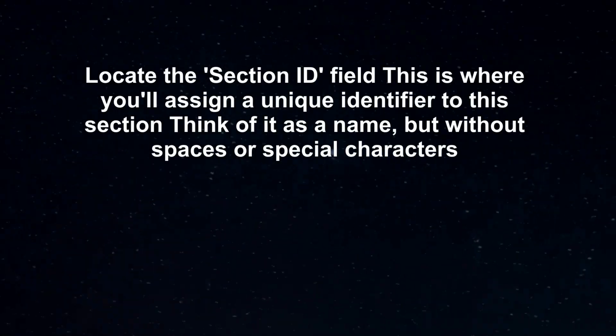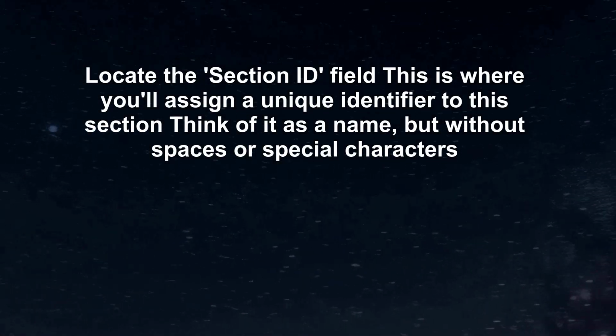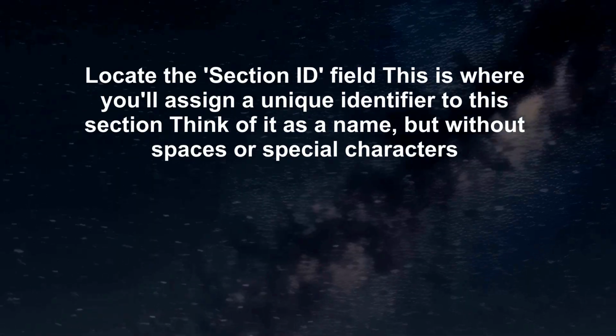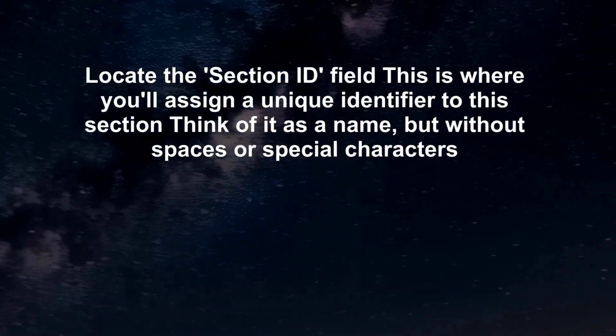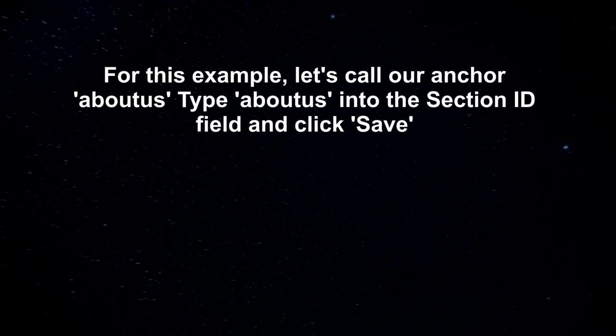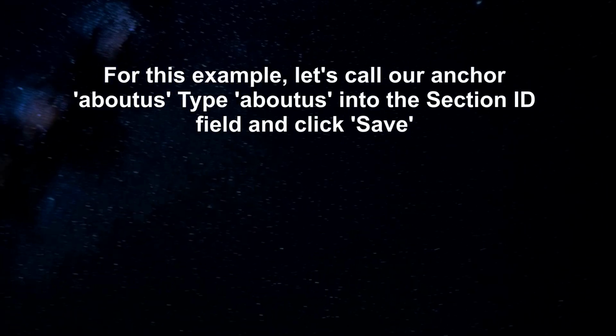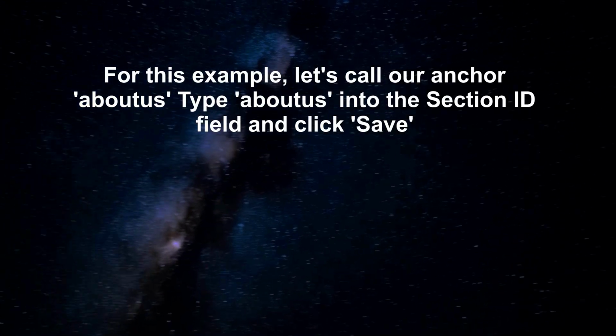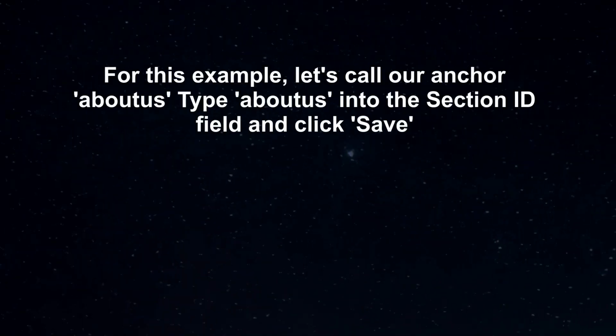Locate the section ID field. This is where you'll assign a unique identifier to this section. Think of it as a name, but without spaces or special characters. For this example, let's call our anchor About Us. Type About Us into the section ID field and click Save.